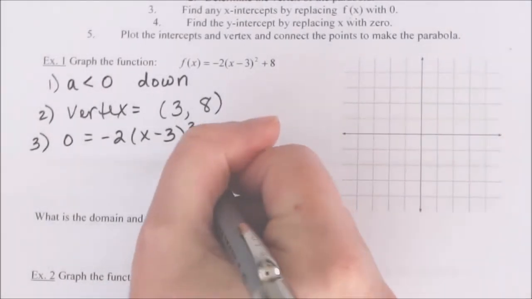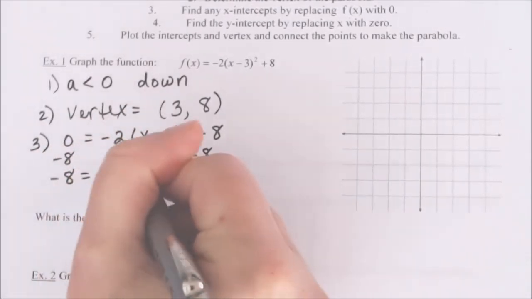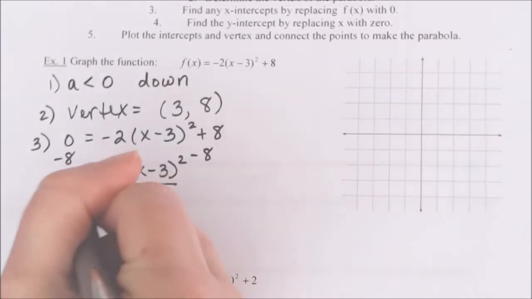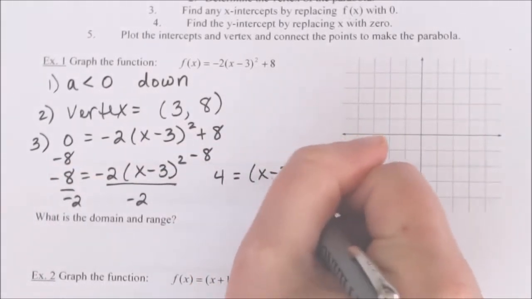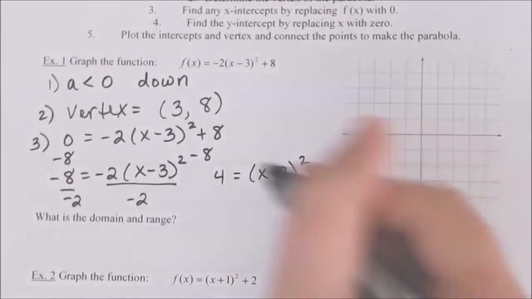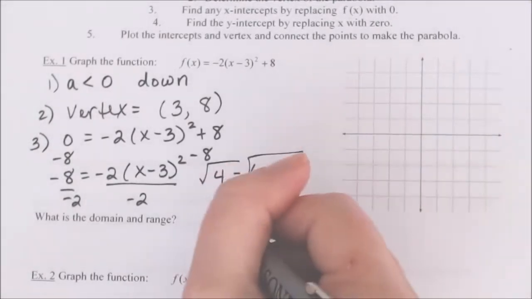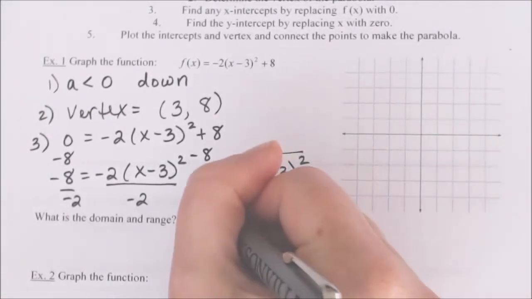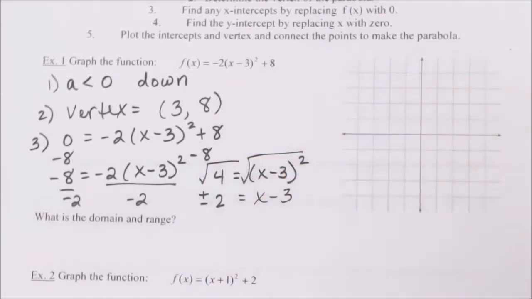So to do that, I need to subtract the 8 first. So I have negative 8 equals negative 2 times x minus 3 squared. Divide both sides by negative 2, so I get 4 equals x minus 3 squared. And now I can go ahead and take the square root of both sides. Remember, when you take the square root, you have to remember to put plus minus. Don't forget that. Still applies. Plus minus 2 equals x minus 3.